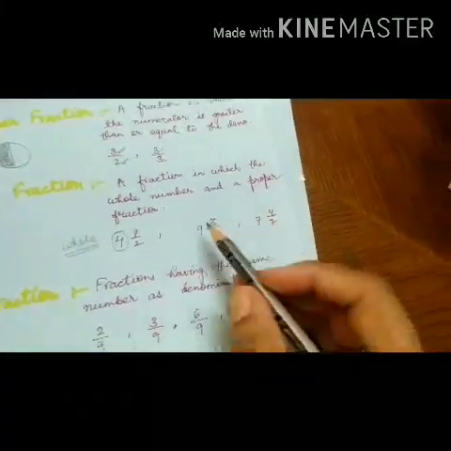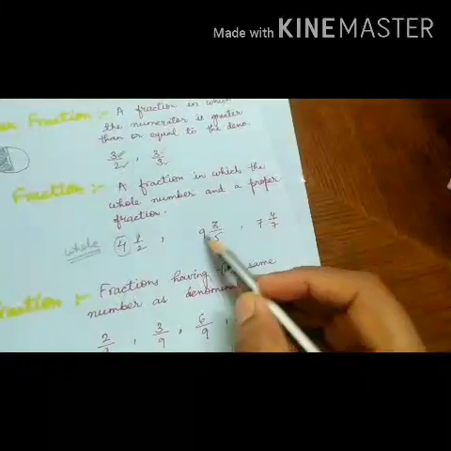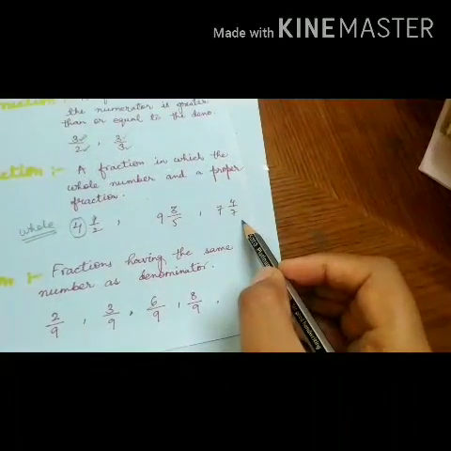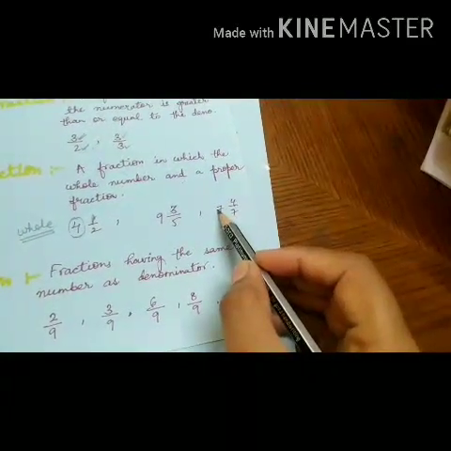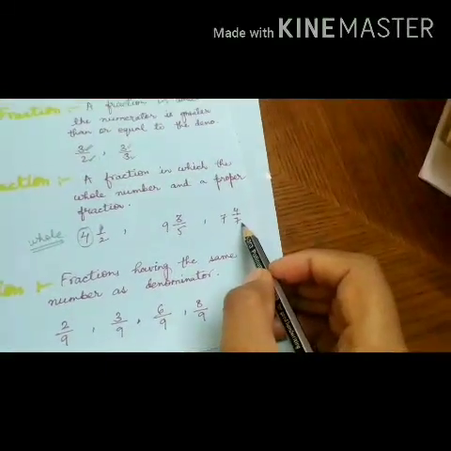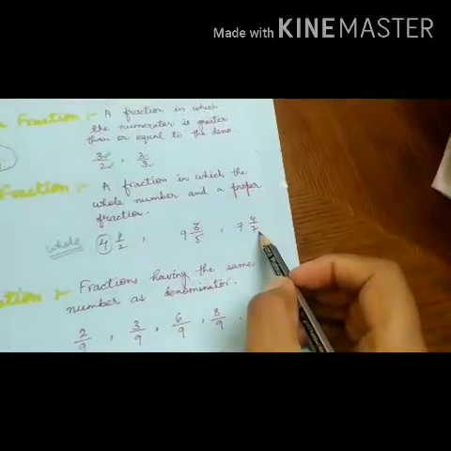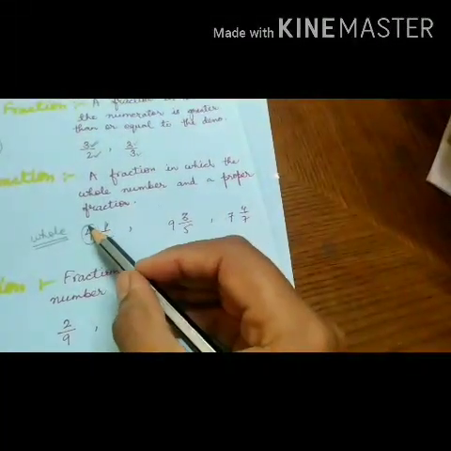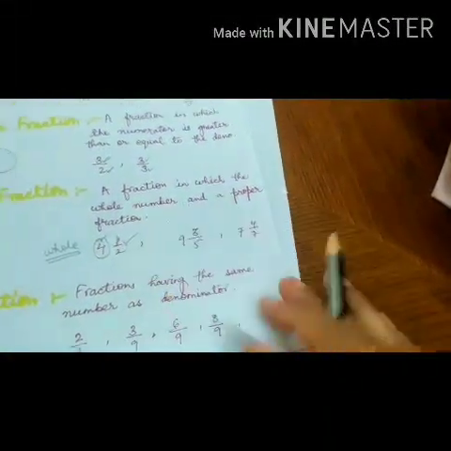Okay, here it is 9 3 by 5. It means 9 whole and 3 by 5 of another one. And 7 4 by 7. It means 7 is the whole, and 4 by 7 is of another whole. Okay, so it is a mixture of whole and proper fraction.